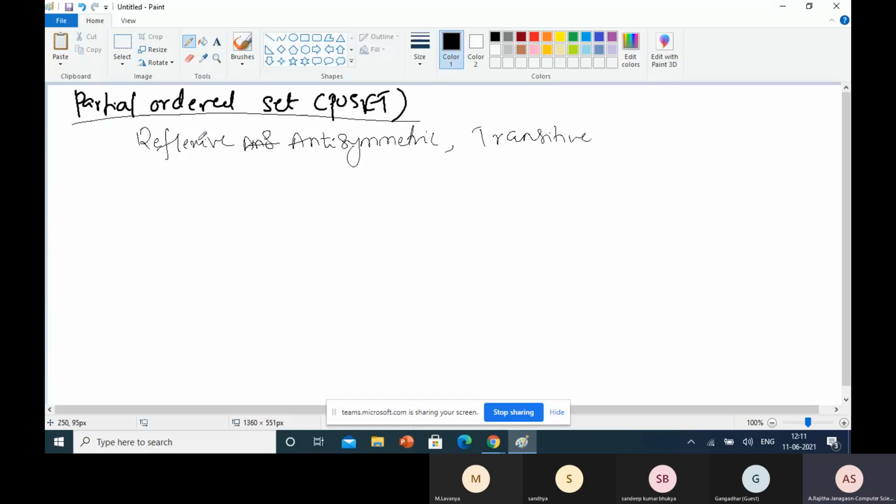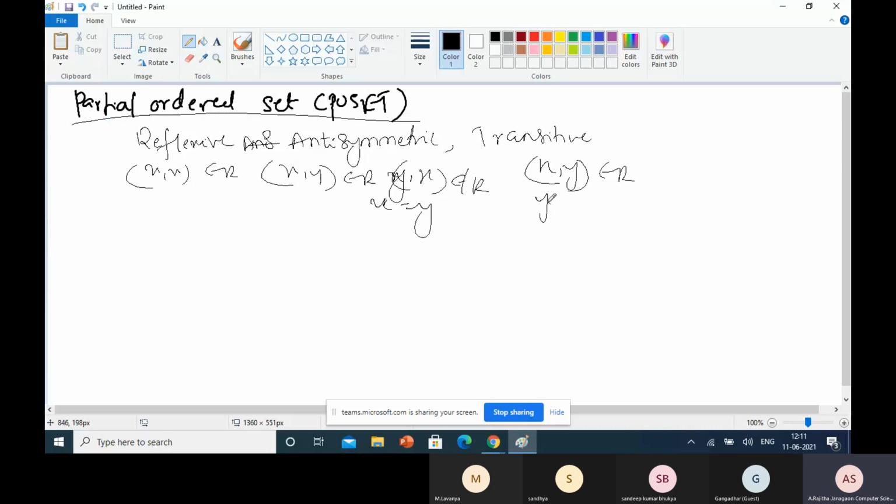After completion of this, that means partially ordered set, it satisfies the reflexive property, and it also satisfies the antisymmetric property. Here x equal to y. Coming to the transitive property, x comma y belongs to R, y comma z belongs to R, therefore x comma z belongs to R. So this is what yesterday we have discussed along with examples as well as components.